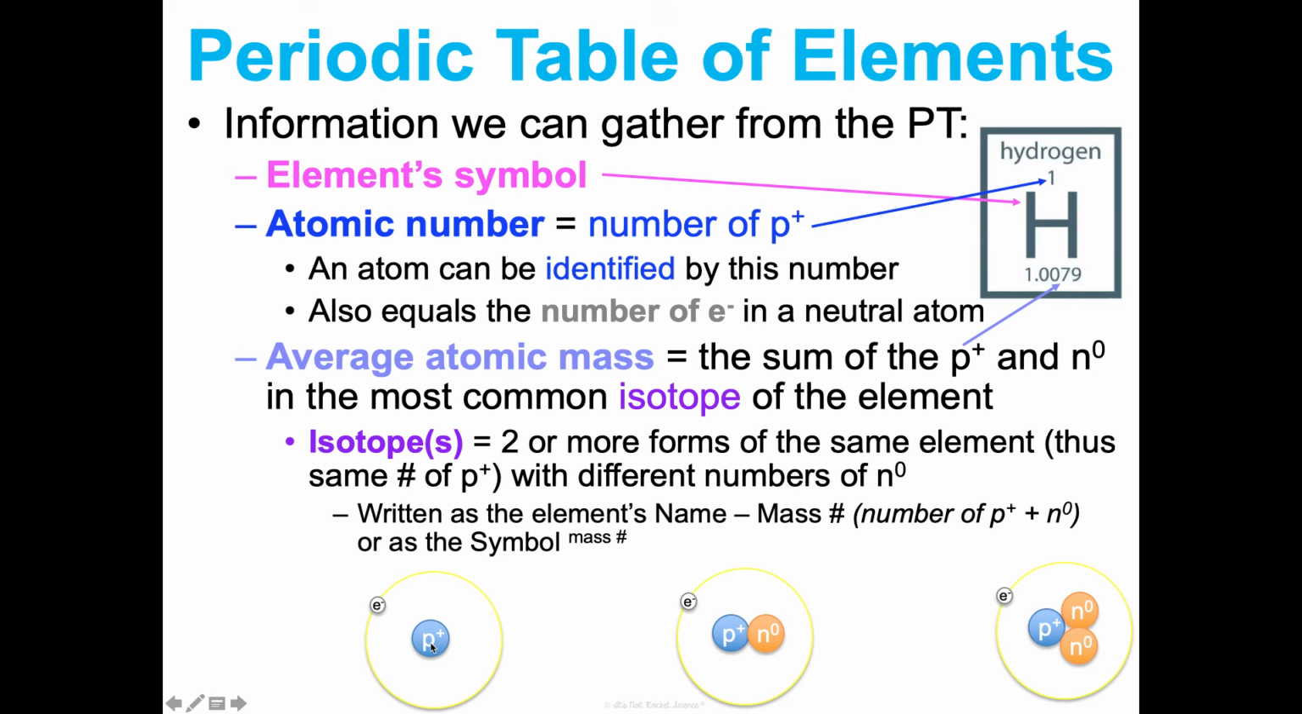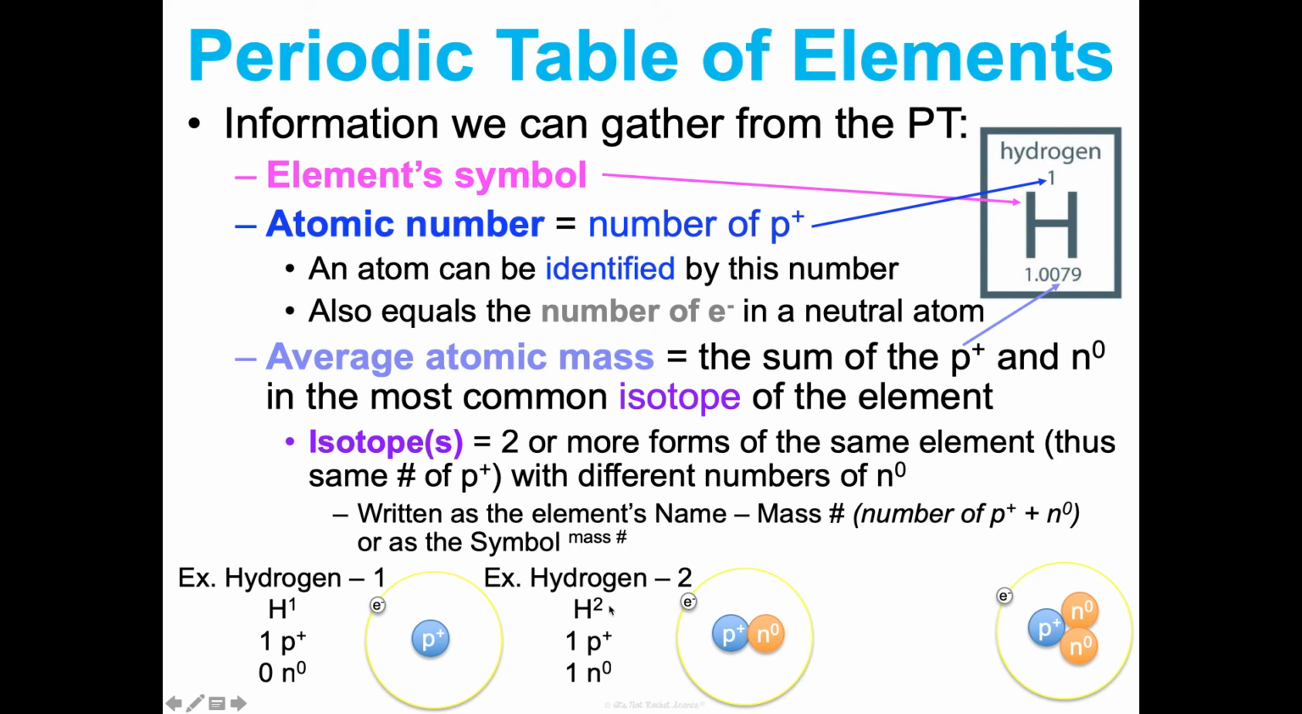There's 1 proton here, no neutrons in the nucleus. 1 proton means it's hydrogen because the number of protons is the atomic number. It identifies the atom. All right, if it's a neutral element, that means there's also 1 electron. Now, there's no neutrons in here, so this isotope would be called hydrogen-1, or for the nuclear notation, H superscript 1. And that's the mass number, which is the number of protons and neutrons. 1 proton plus 0 neutrons is where we get that 1 right there.